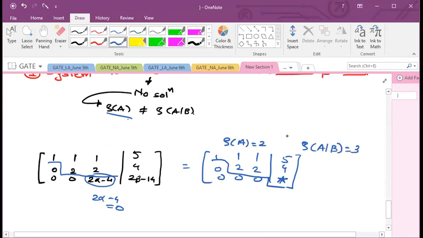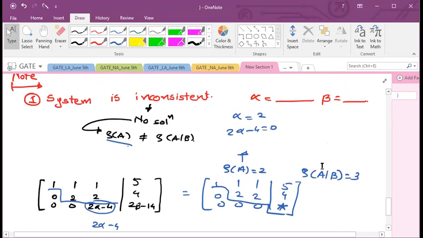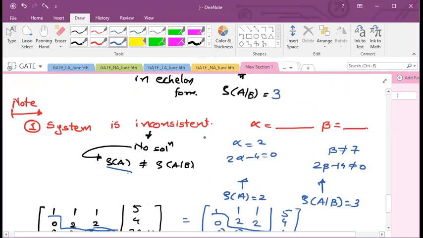So for this condition, rank of A should be equal to 2, so 2 alpha minus 4 should be equal to 0, so alpha should be equal to 2. And for rank of A augmented B equal to 3, element 2 beta minus 14 should not be equal to 0. So beta should not be equal to 14 by 2, that is 7. Okay, so alpha should be equal to 2 and beta should not be equal to 7.